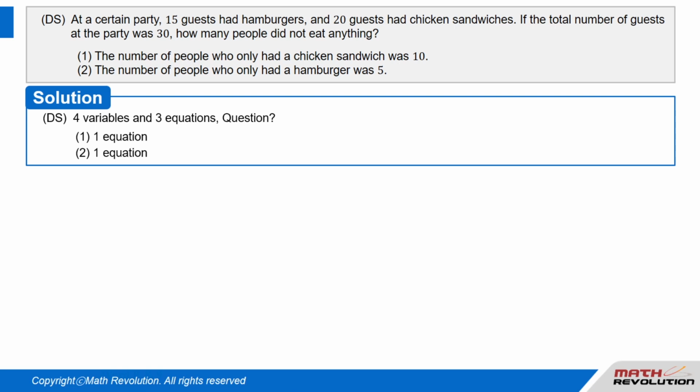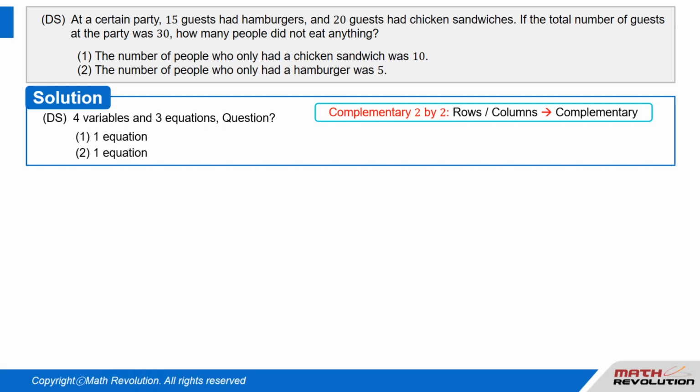Solution. Now we will solve this DS question using the variable approach. DS, 4 variables and 3 equations, question. Condition 1, 1 equation. Condition 2, 1 equation. DS question with 4 variables and 3 equations. Let the original condition in a DS question contain 4 variables and 3 equations. Now, 4 variables and 3 equations would generally require one more equation to give us the value of the variables.